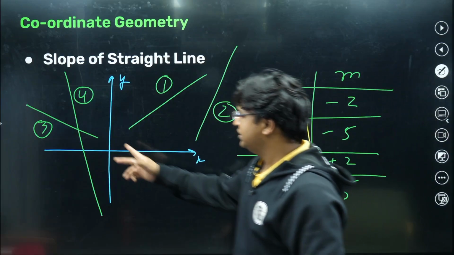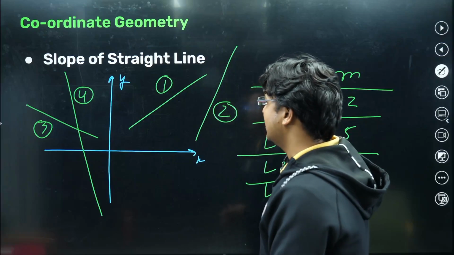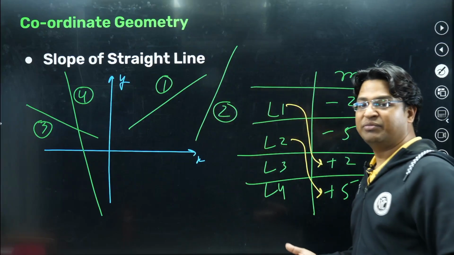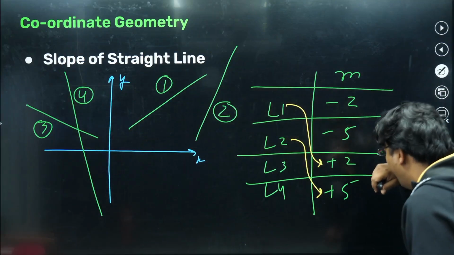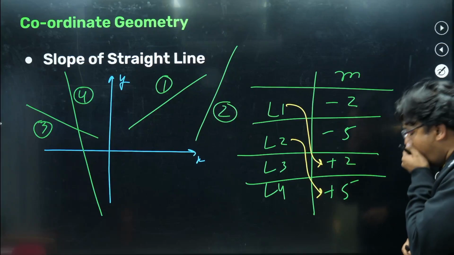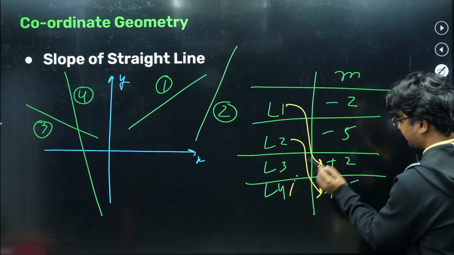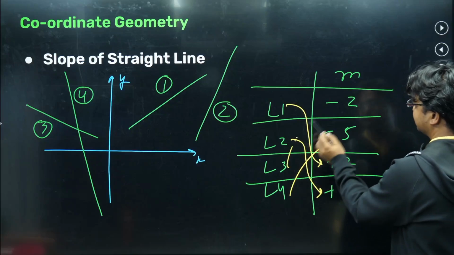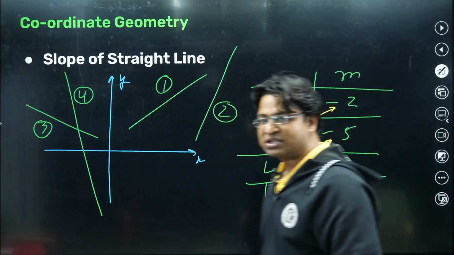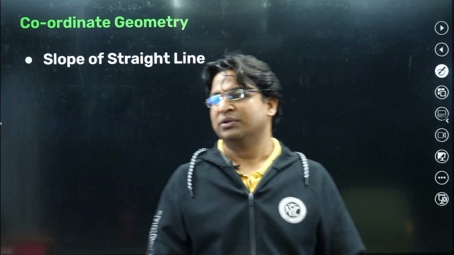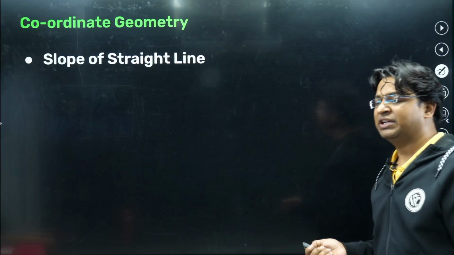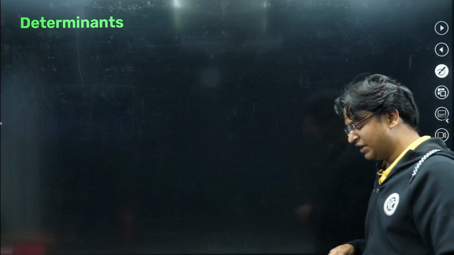Now between these two, they have negative. So more negative means more vertical. So 4 will go with -5 and this will go with this. So that's how we compare the slope of the straight lines. All right, students, that's the point in geometry that we need.